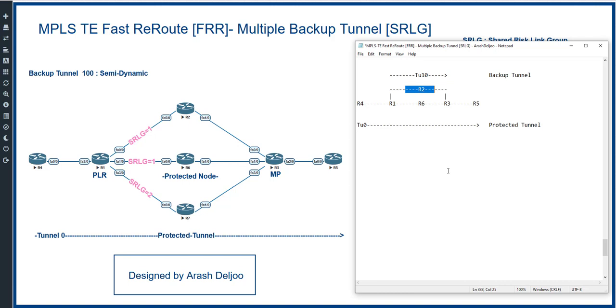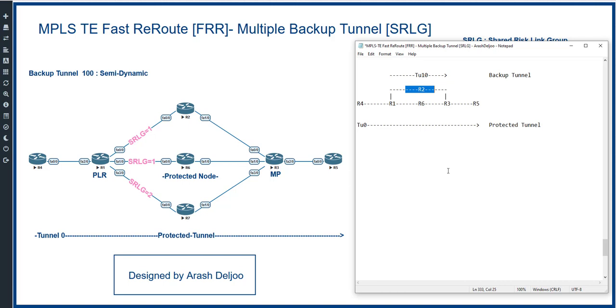Okay, we can use the SRLG feature when a backup tunnel can potentially be routed across a link that is on the same fiber or conduit as the protected link. If you configure the protected link and all other links that share the same fiber or conduit with the same SRLG identifier, the backup tunnel avoids those links.